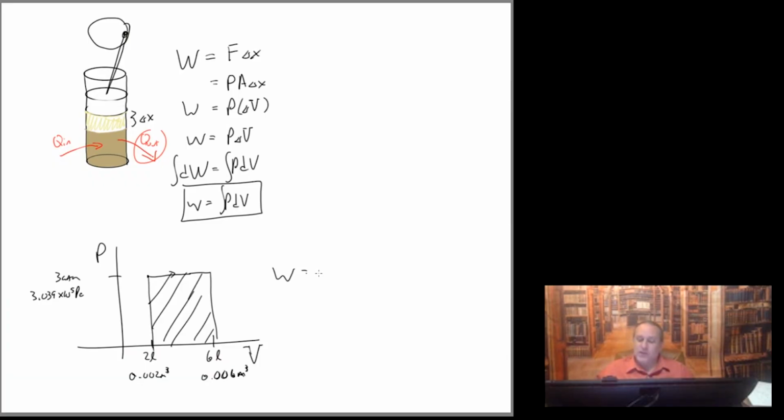Then the work is going to be just the base, which is 0.006 meters cubed minus 0.002 meters cubed, times the height, which is 3.039 times 10 to the 5th pascals. Remember, a pascal is a Newton per meter squared, so the units here work out to be Newton meters, or joules. And I get 2,087 joules.